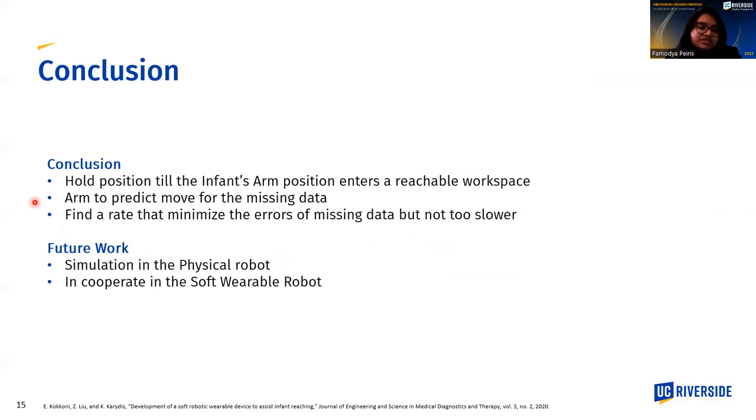And to conclude, we can hold the arm in the same position, instead of going to 0, until it enters a reachable workspace, or predict the arm's movement for the missing data. Another option is to find the rate that minimizes the errors from missing data, but is not too slow. In future, we plan to use this in simulation for the physical robot and cooperate with the software robot.